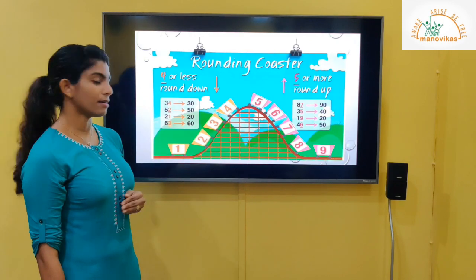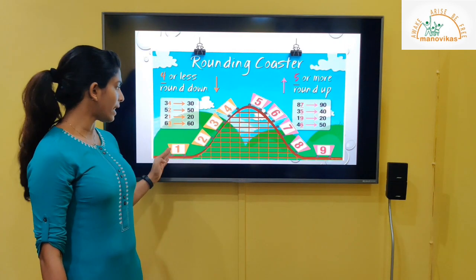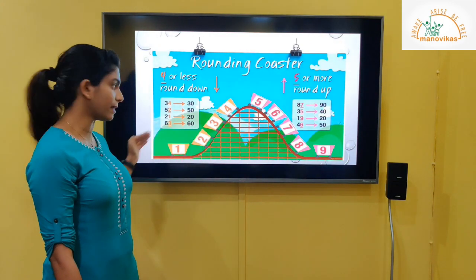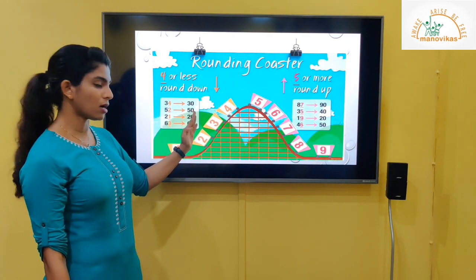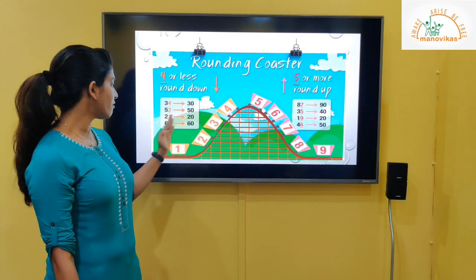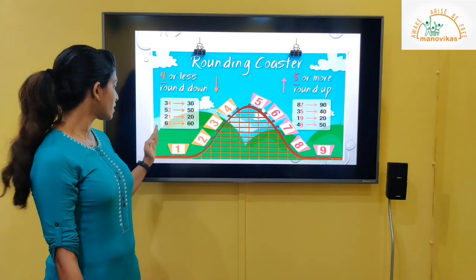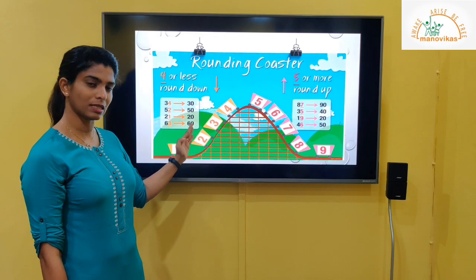Here are a few examples. 4 or less, round down to the nearest 10. 34 is rounded down to 30. 52 is rounded down to 50. 21 is rounded down to 20. 63 is rounded down to 60.